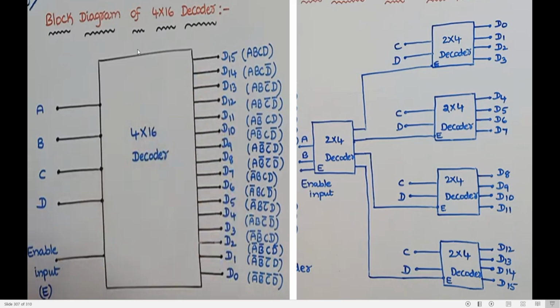4 by 16 means 4 inputs A, B, C, D. Can you see the 4 inputs? A, B are the first 2 inputs, which will decide the next CD, CD, CD, CD. How do I select the CD? Based on the enable line. Let us see how this works.